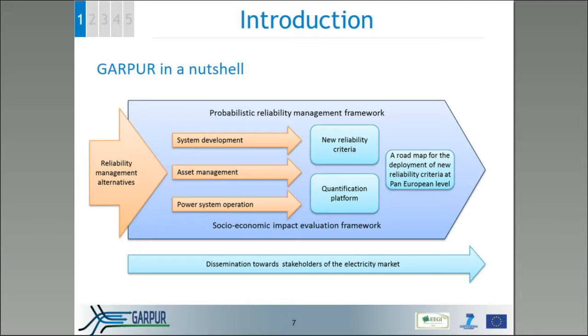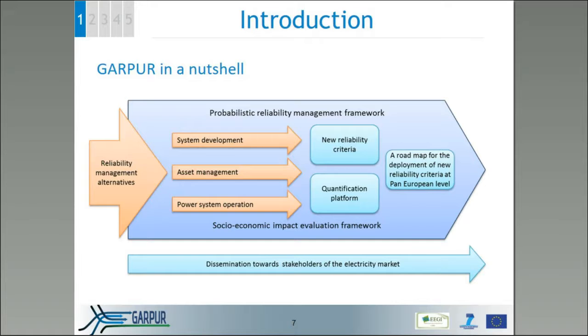The figure on the screen shows the outcomes of GARPUR in a very compact way. To the left, we have different alternatives or aspects of reliability management that should be taken into account. These could, for instance, be spatial temporal variation, utilization of corrective control, demand-side management and storage, impacts across the time horizons, and also low probability, high impact events.